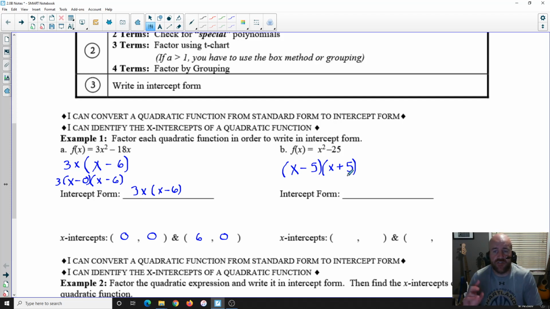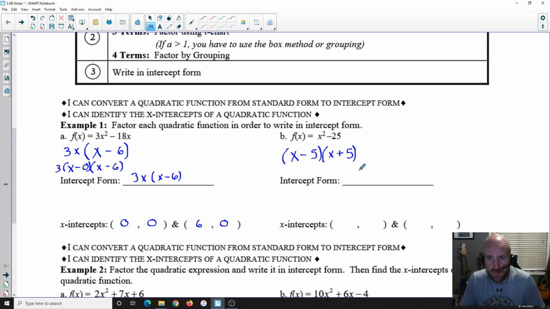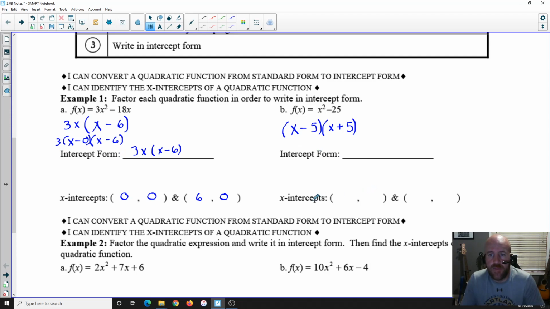Because we know if we check this and we multiply this out, that middle term cancels out because we'll have a negative 5x and a positive 5x. And we combine like terms, it goes away. So intercept form is just this, so you can go ahead and write that down here. And then the x-intercepts, we're going to have a positive 5 from this one, and then we're going to have a negative 5 from this one. So 5, 0, and negative 5, 0. That would be your intercepts.